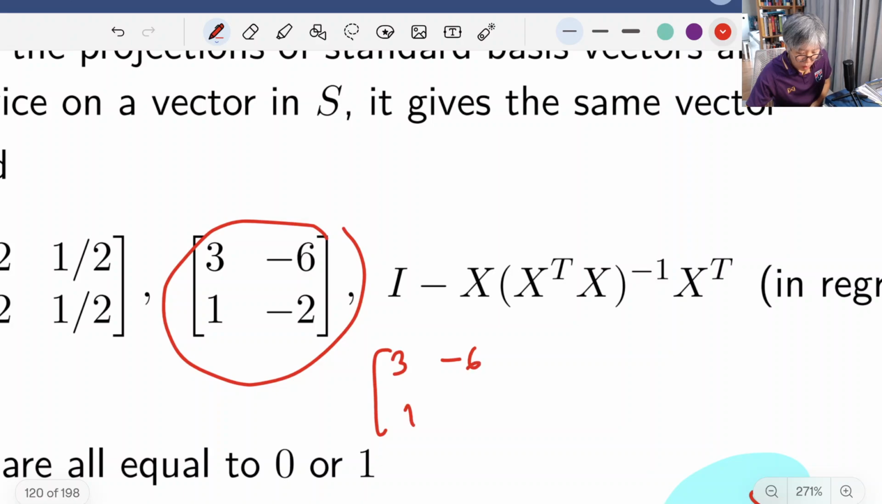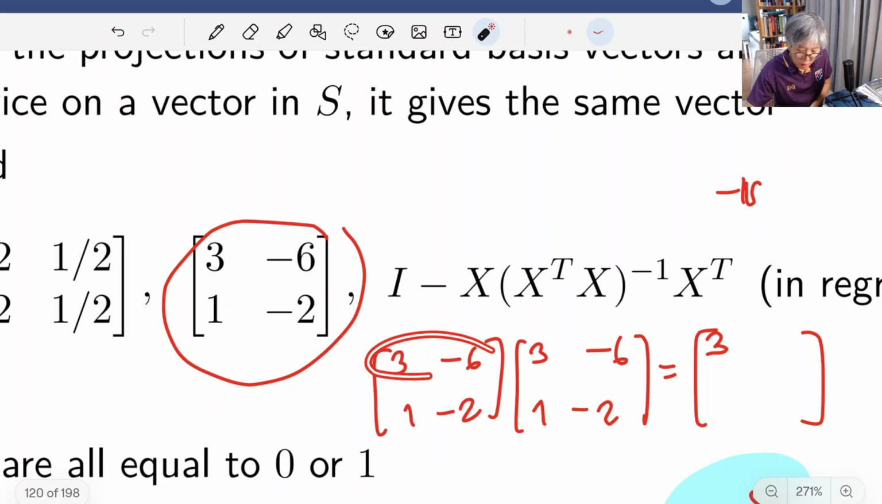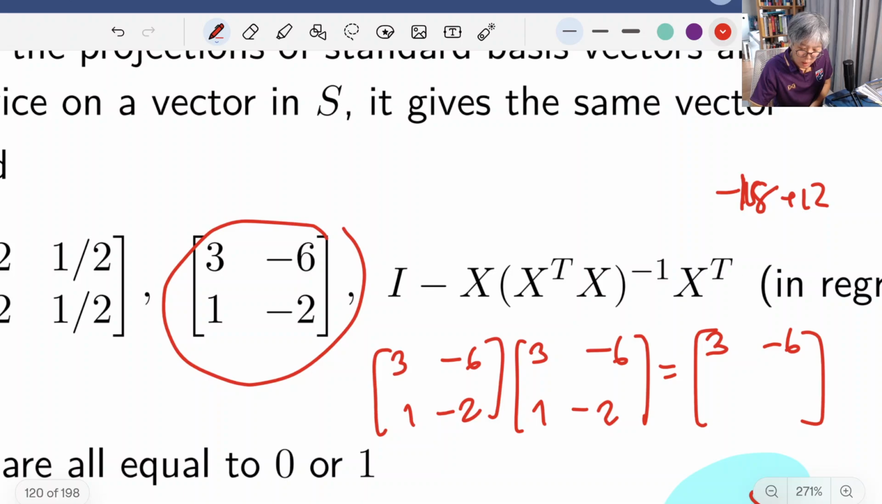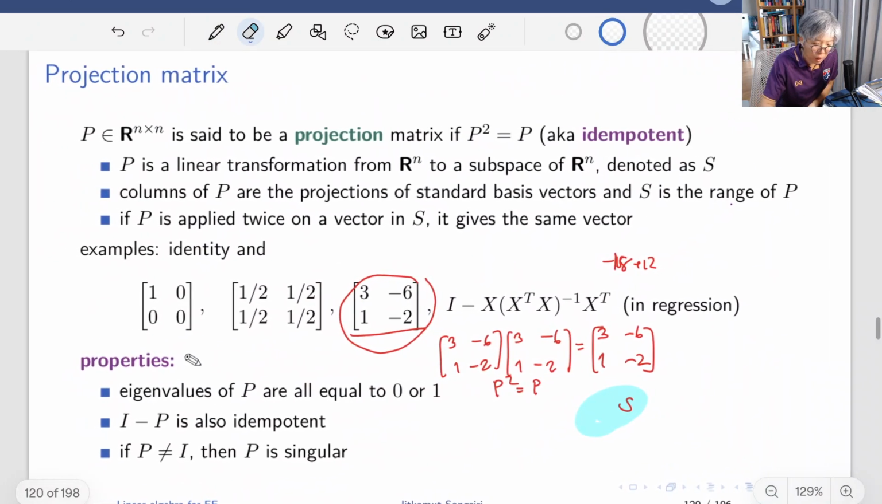Take this matrix, with entries 3, minus 6, 1, minus 2, and this is P squared. What is the matrix at the end? That's going to be 3, and then if you multiply this with this, it's going to be minus 18 plus 12, that gives you minus 6. So you can verify that this matrix P squared is equal to P.